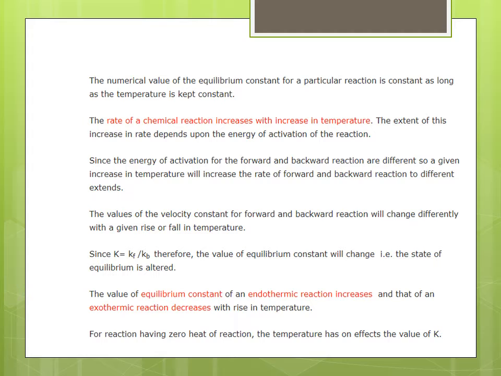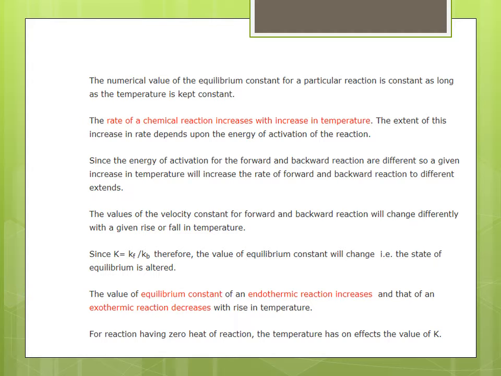The extent of this increase in rate depends upon the energy of activation of the reaction. Since the energy of activation for the forward and backward reaction are different, a given increase in temperature will increase the rate of forward and backward reaction to different extents. The value of the velocity constant for forward and backward reaction will change differently. Since K is Kf upon Kb, therefore the value of the equilibrium constant will change.